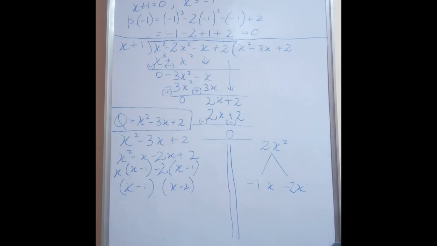In the first two terms, x is common. So we take x as common, and in the bracket x minus 1. In the second two terms, we have 2 as common, so we take minus 2 and in the bracket x minus 1. So we got two brackets the same, so we take the bracket as common, that's x minus 1, and the other two terms which are outside the bracket we take in a bracket, that's x minus 2. Therefore, the other two factors of p of x are x minus 1 and x minus 2.